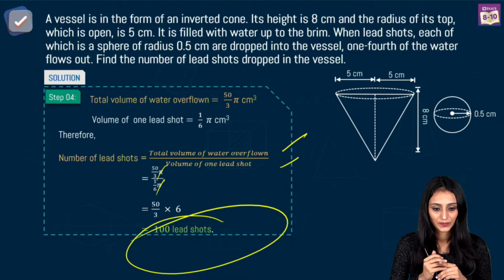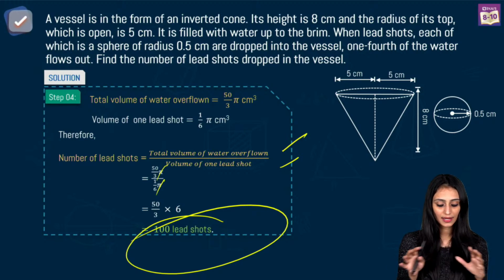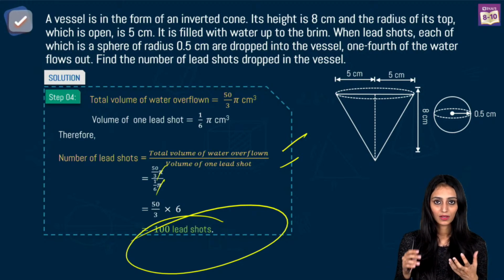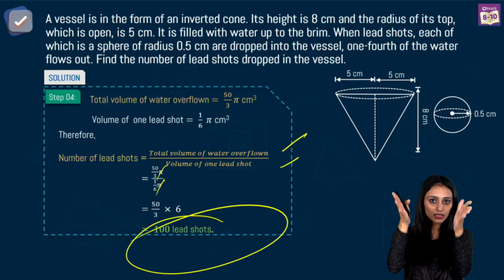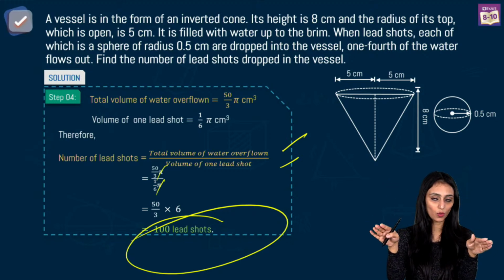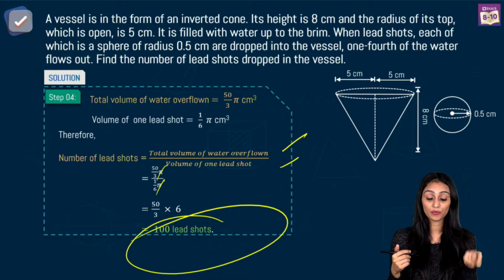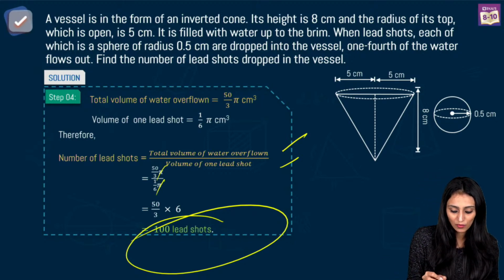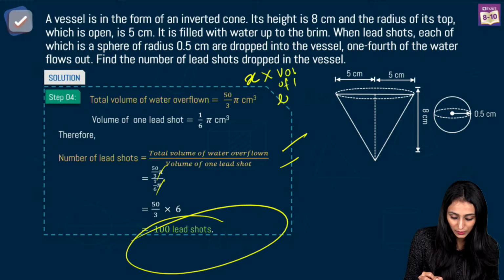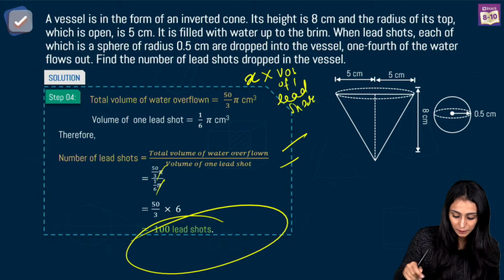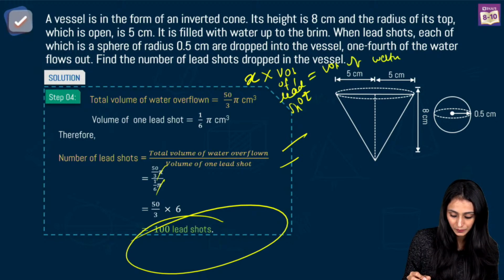Yes? Clear, Sonali? So everyone understands this, right? Why are we dividing them? Because the cone was completely filled with water up to the brim. You put the lead shots, water flows out. But I don't know how many lead shots they have put here, right? So to find that out, simply what we have done here is, let's say the number of lead shots over here is X. We have multiplied that with the volume of one lead shot, right? That would be equal to the volume of water that flows out. This is what we have done.